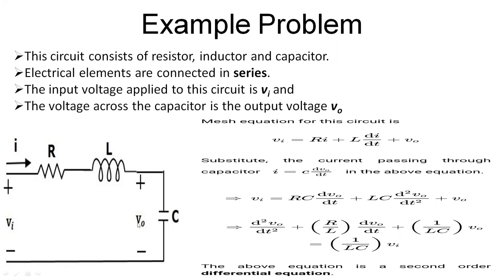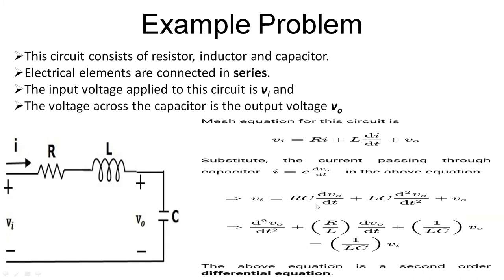Now, if we try to arrange the same in a mathematical equation using a mesh equation, we get Vi is equal to R i plus L di by dt plus V0. This will be the mesh equation for this circuit, which we very commonly know. Now, in this, let us substitute i in terms of V0, so we get i is equal to C dV0 by dt.